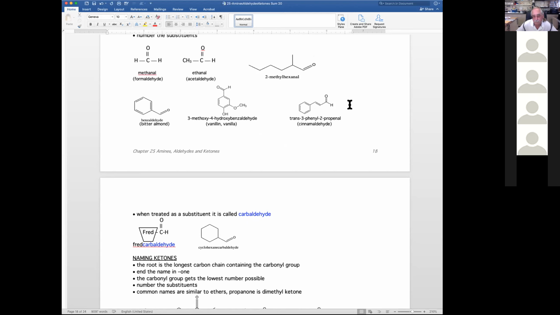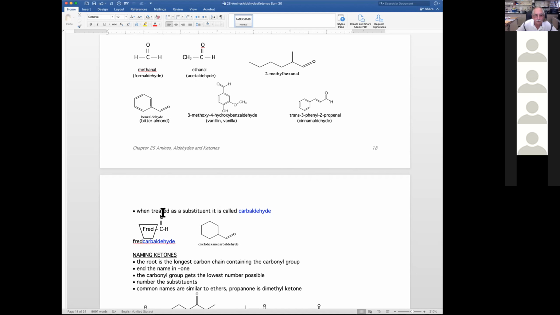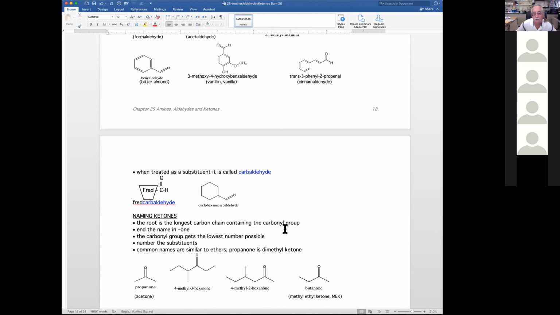If you have some big, giant, complex molecule somehow, and you have the aldehyde functional group put on there, it's called carbaldehyde. So some big molecule named Fred would be called Fred carbaldehyde. This would be cyclohexane with a carbaldehyde group on it. Okay. An alternative naming system would be methanal, and then put cyclohexyl on there. That would have been okay as well.